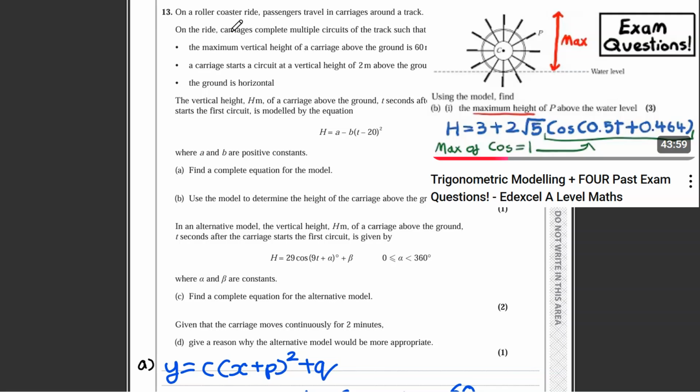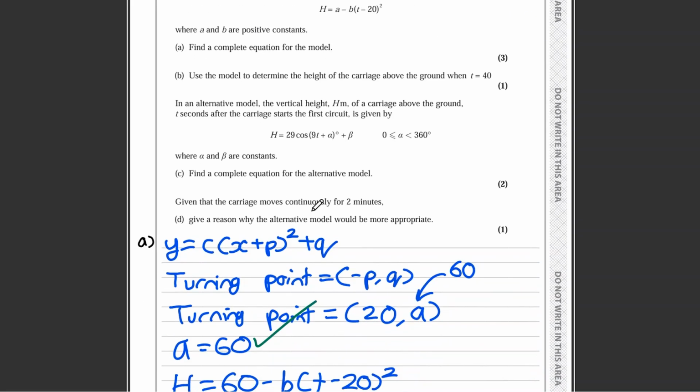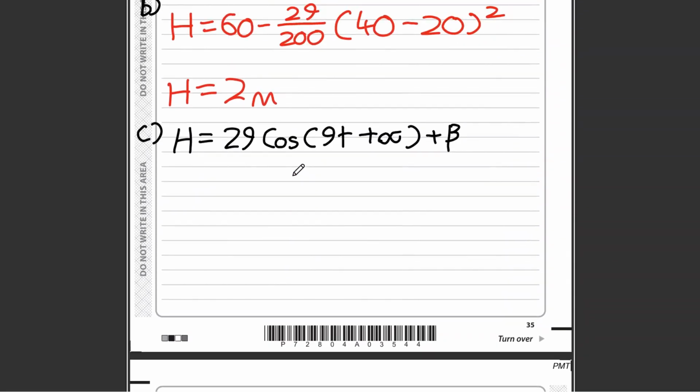Okay, so if we look at this first bullet point, so the maximum vertical height of a carriage above the ground is 60 meters. So as we talked about already, this here is h is equal to 60, and this is the maximum height. Okay, so this is going to be where this equation is maximum. Okay, so h is equal to 60 at the maximum of this equation here. So the question is, when is this equation at its maximum, and then this will be equal to 60?